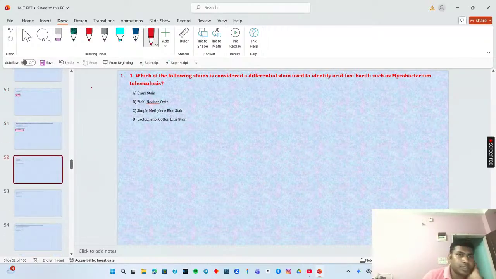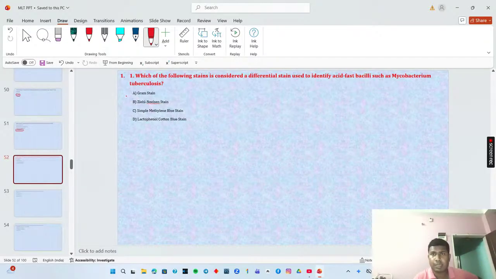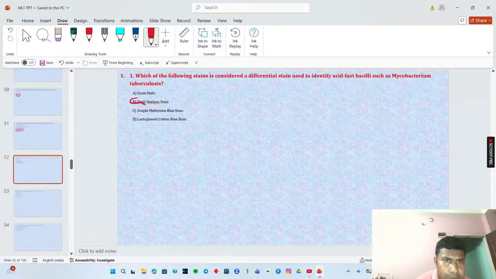Now the question is: which of the following stains is considered a differential stain used to identify acid-fast bacteria such as Mycobacterium tuberculosis? It is Ziehl-Neelsen stain, acid-fast staining.